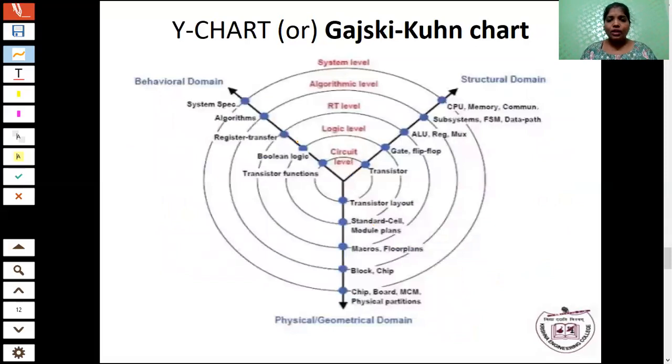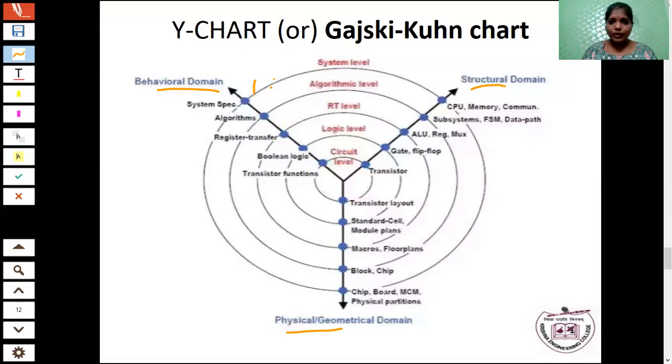I already told you why it is called the Y chart. In the letter Y, it has 3 radial axes. Each axis represents a different domain: behavioral domain, structural domain and physical or geometrical domain. Here, in these 3 different domains, we are considering 5 concentric circles. These concentric circles represent the different abstraction levels like system level, algorithmic level, RT level, logical level and circuit level. Here the abstraction level is increased from inner to outer.